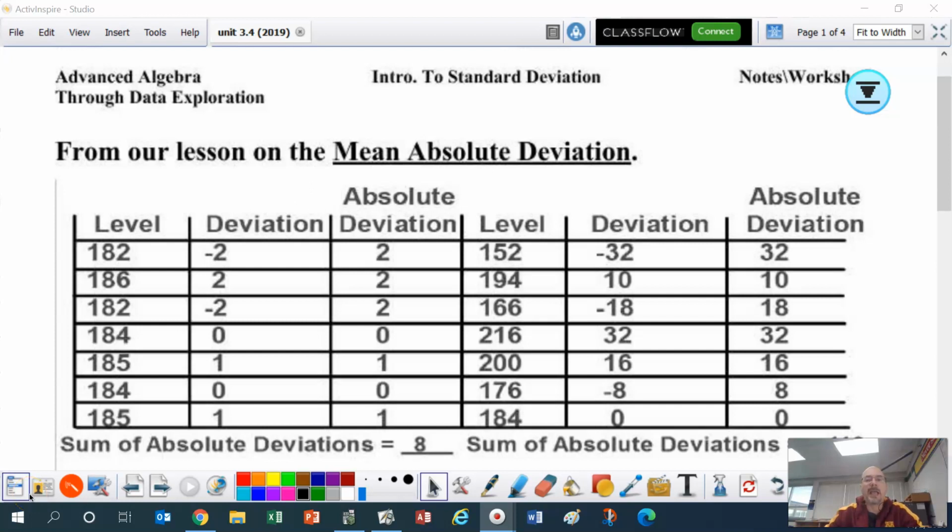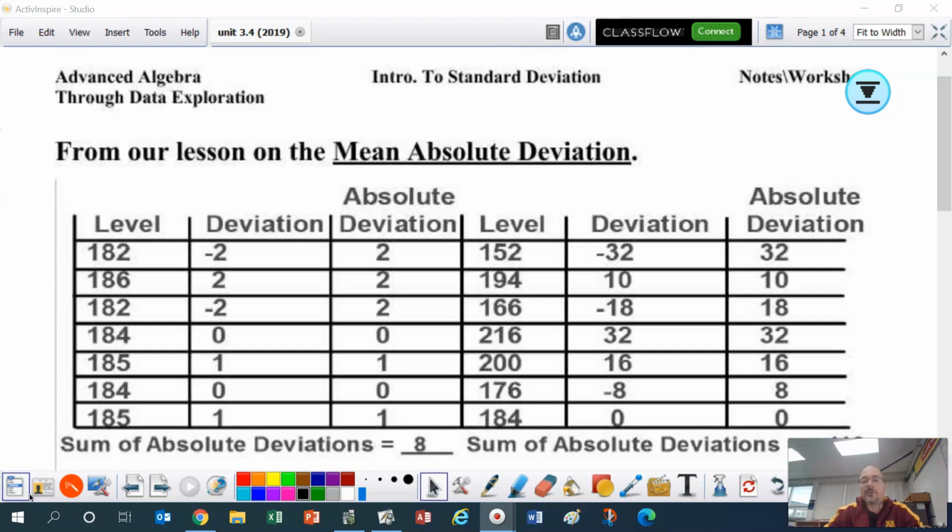We are looking at Unit 3.4 today. This is our last section in this unit already. There are only 4 sections in this unit. So what we're going to look at today is the standard deviation. We're going to do an intro to it.